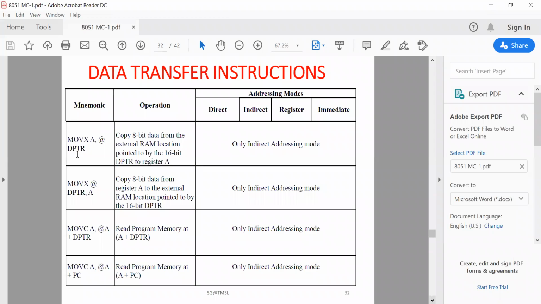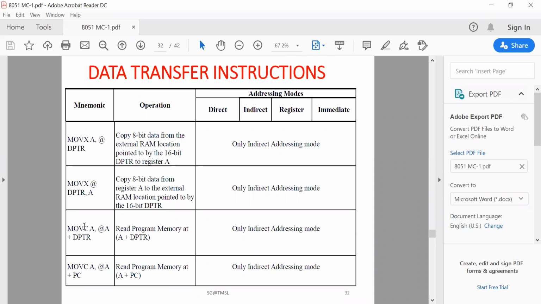Next data transfer instruction, MOVX A, @DPTR, and always this MOVX is for external RAM. When it is replaced by the MOVC instruction, MOVC related instruction, that means it is a code memory. Obviously this is based on ROM.